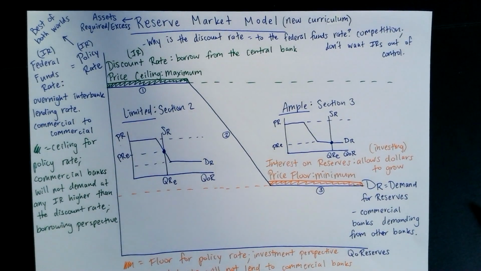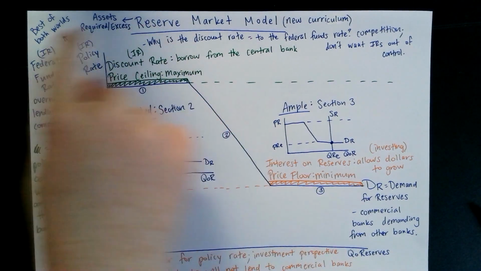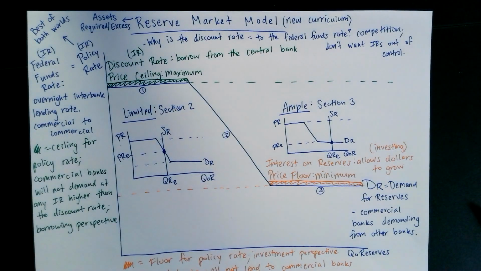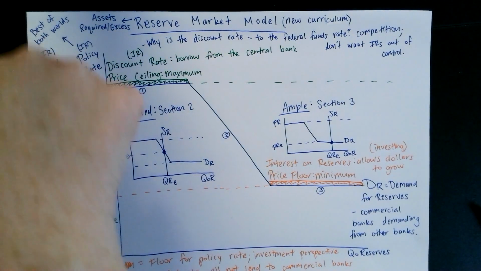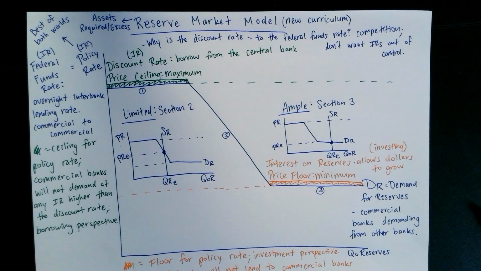Okay, so this model is called the reserve market model. I want to emphasize with the room that you should use the title of your graphs in order to set up the graph. If it's talking about the reserve market model, you're going to measure the quantity of reserves from left to right. Your up and down label right now is something called policy rate. When you get into the top portion of this graph, there are 3 different types of interest rates.